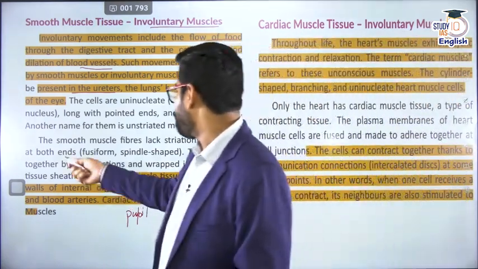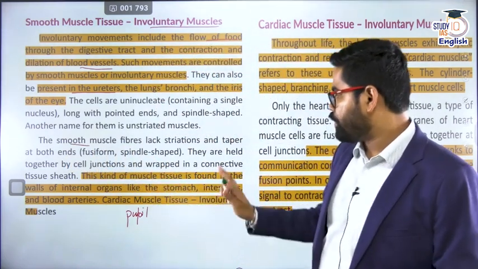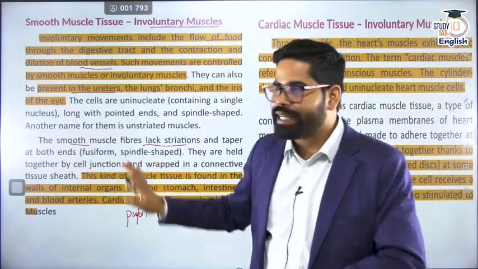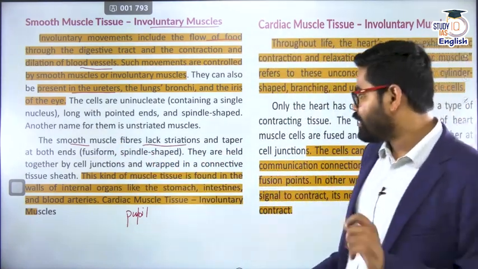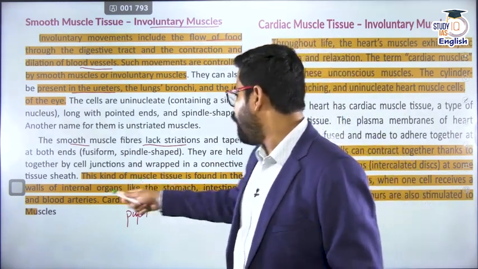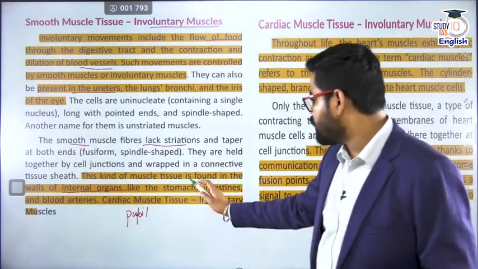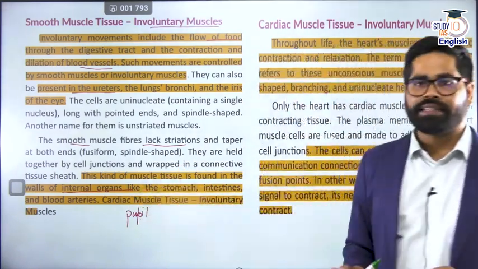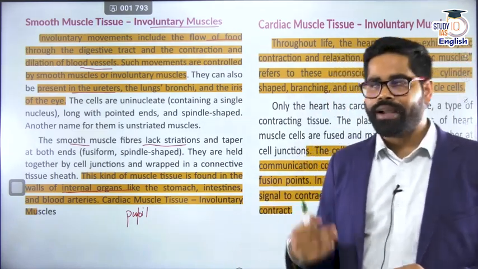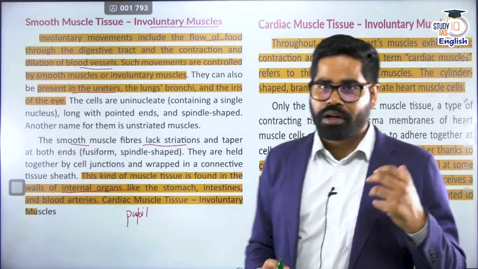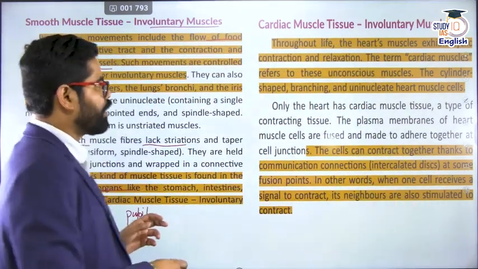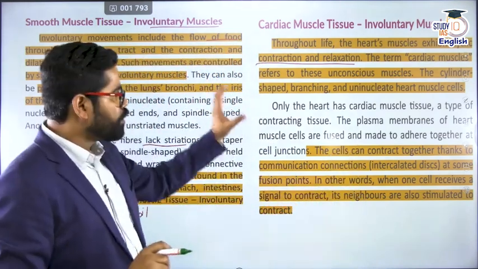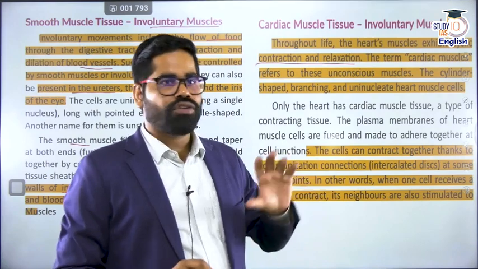Now, the smooth muscles lack striations and they taper at both ends. They are found in the walls of internal organs like the stomach, intestine, and blood vessels. Then we have another type, cardiac muscle. It is also an involuntary muscle. It is a specialized muscle, and it exhibits cyclic contraction and relaxation. They are again unconscious muscles.